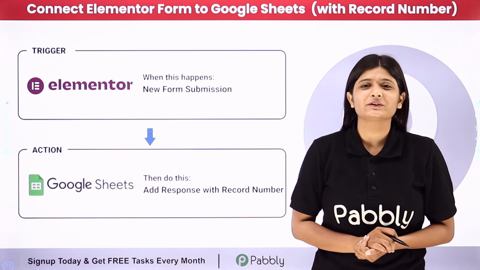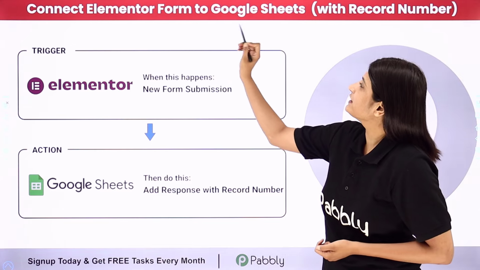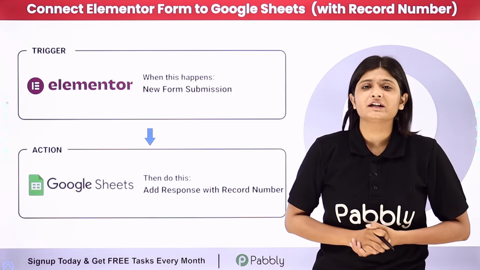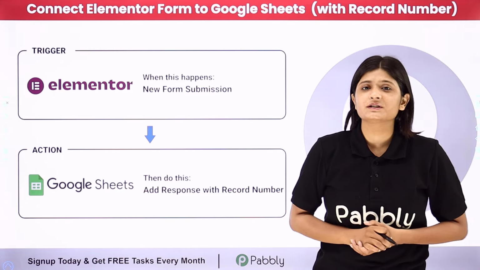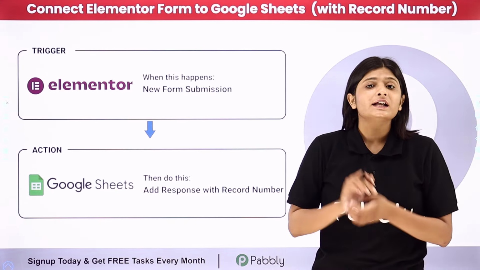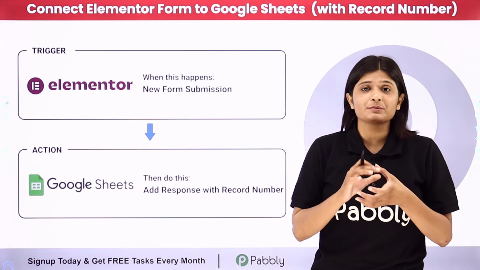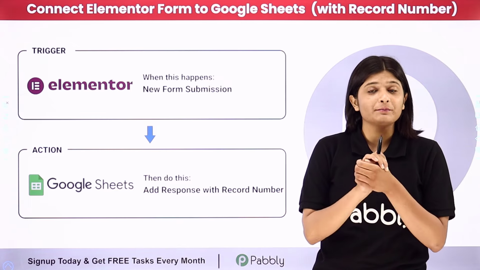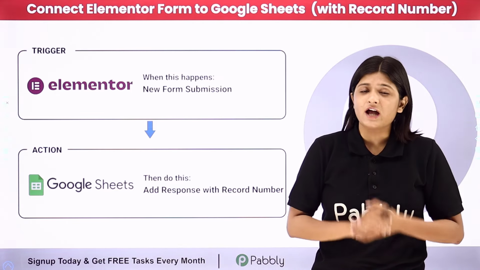So in this video, we are going to learn how to connect Elementor form to Google Sheets with record number. Let's suppose I am running a business and collecting all the customers with the help of Elementor form. Now I want that as soon as the customer submits the form, the details are automatically sent to Google Sheets with record number so that it becomes easily trackable.